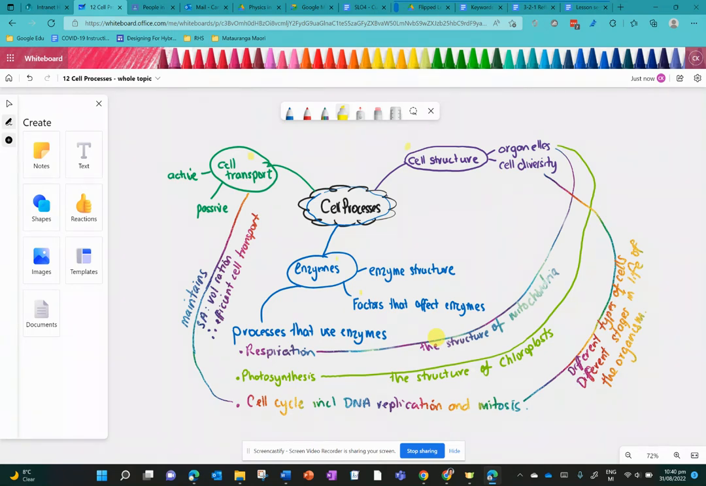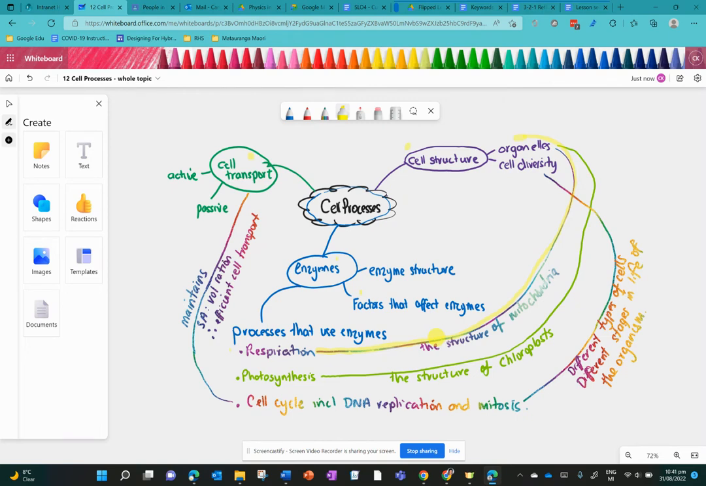Then we started looking at three processes that use enzymes. The first one was respiration, and we've been looking at that on and off all year, but we really dug into the structure of the mitochondria. So now we're starting to loop back to organelles. So we're bringing that in through our understanding of organelles and how the structure of mitochondria enables the process of respiration to happen. And once again, the factors that affect respiration are the same factors that affect enzymes, because enzymes are involved.